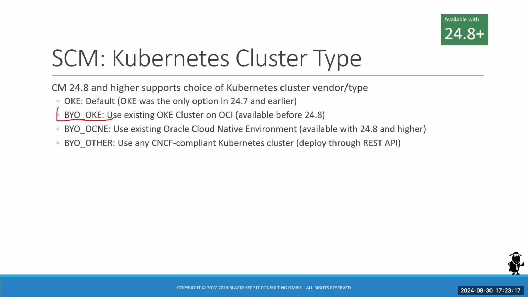But the new stuff in 24.8 in the documentation is that you can bring your own OCNE, that's Oracle Cloud Native Environment, which I think would run on OCI, and then you can bring your own other Kubernetes variant as long as it's Cloud Native Computing Foundation compliant. So that would probably qualify OpenShift as well.